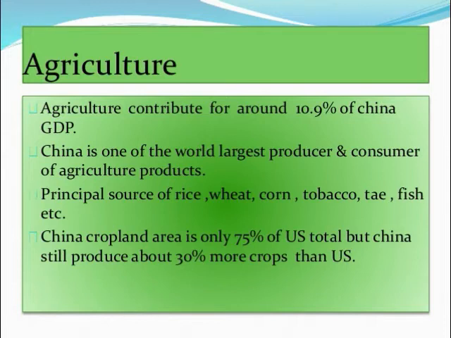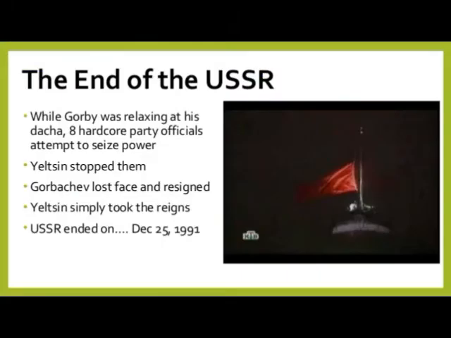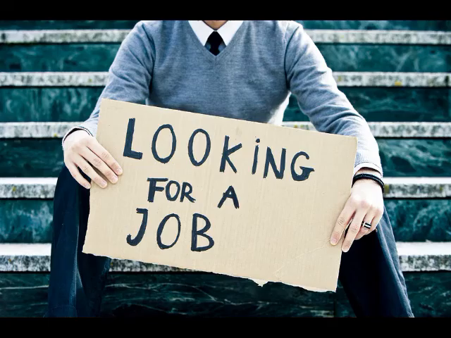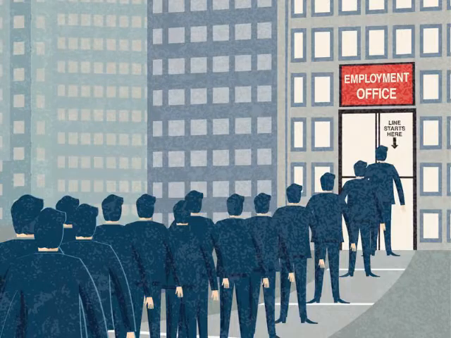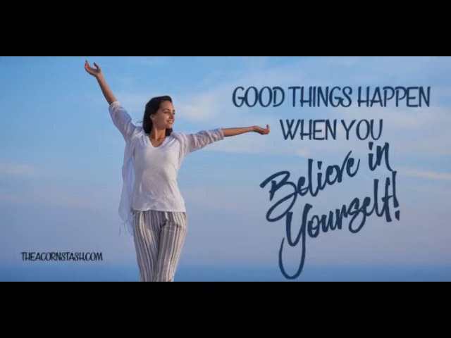Number 5. Reverse engineering. After the fall of the USSR due to economic crisis in 1991, most of the skilled engineers, developers and scientists were unemployed or facing a shortage of income. In such time, the Chinese government approached them, offering employment with a handsome salary so that they could train their scientists in order to be self-reliant in every aspect.